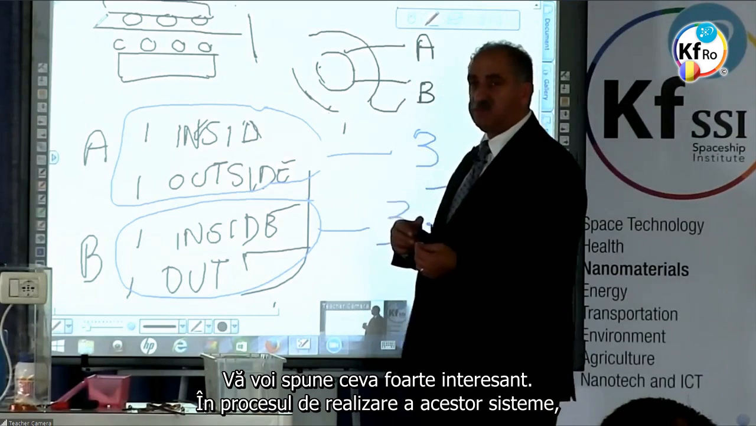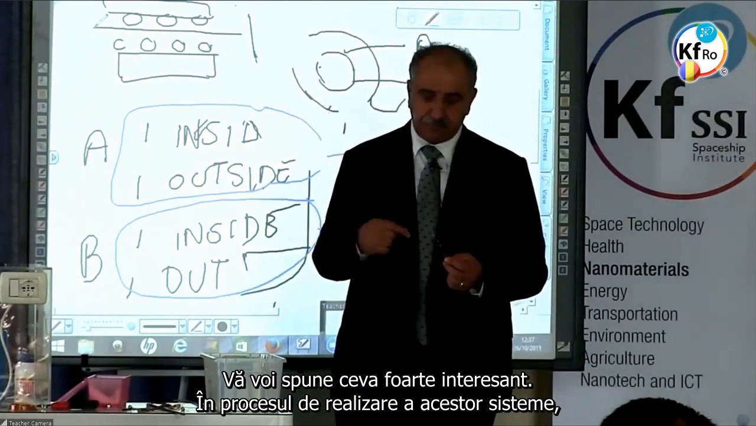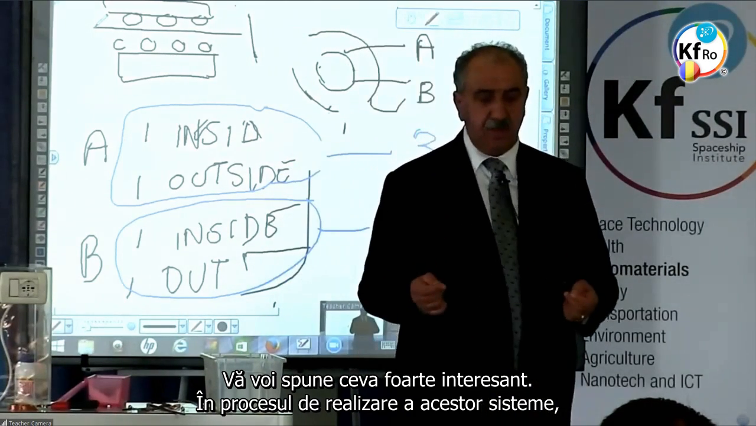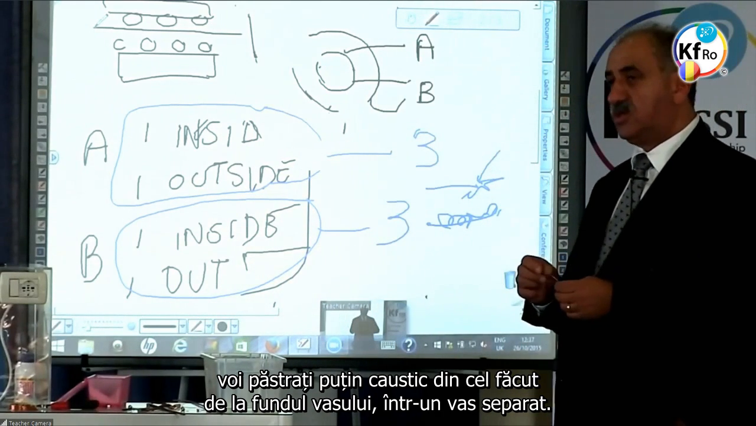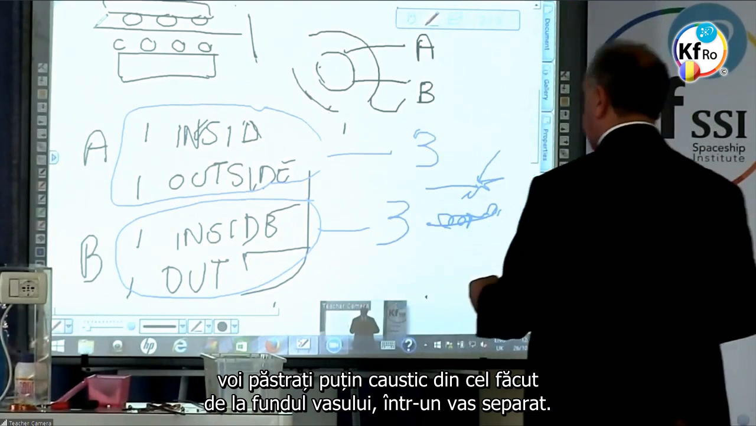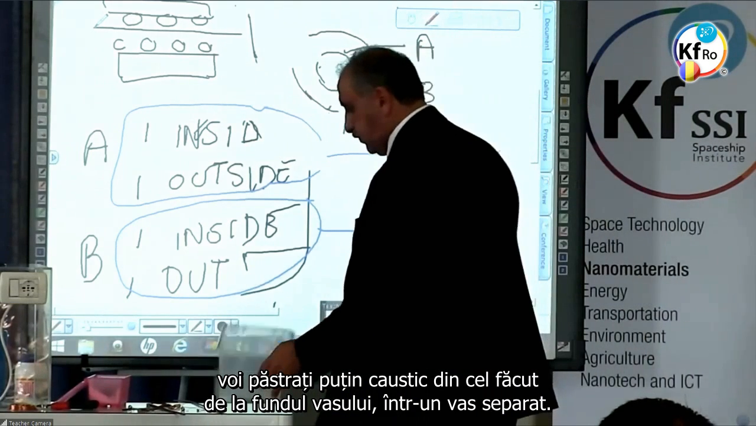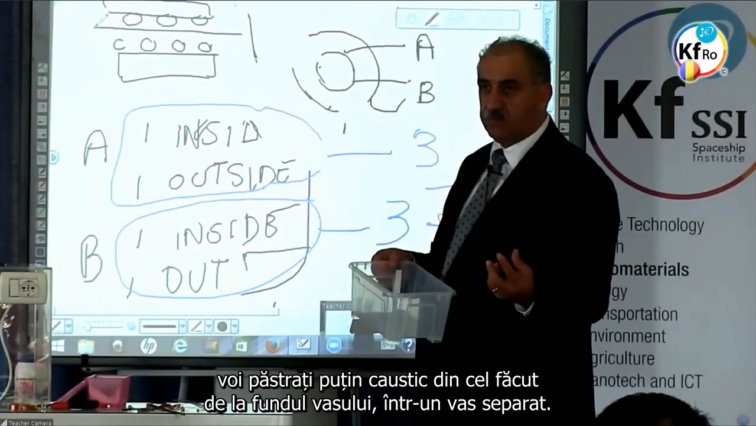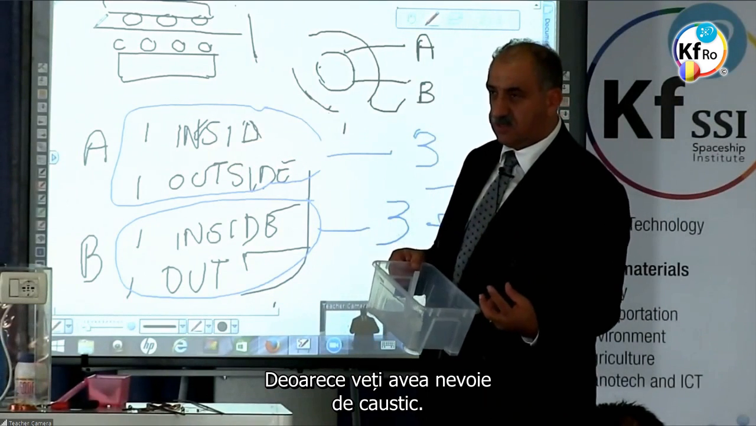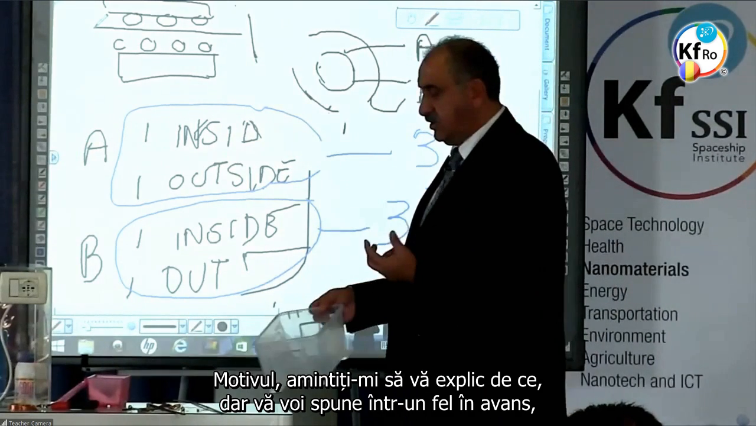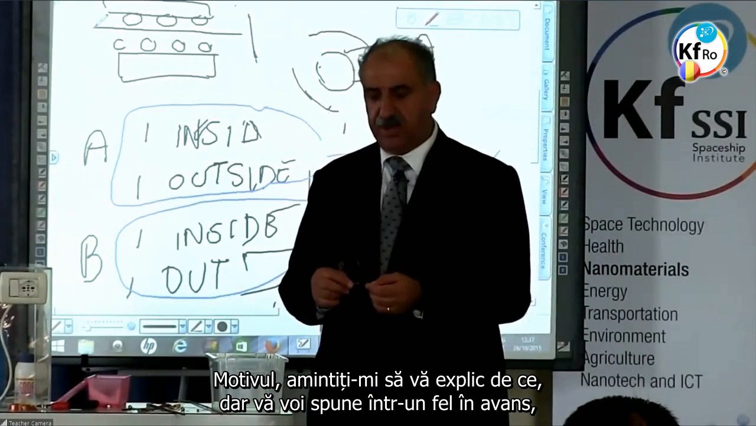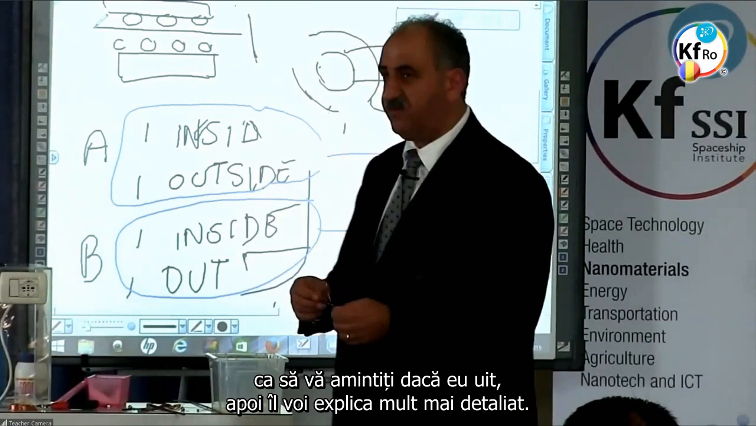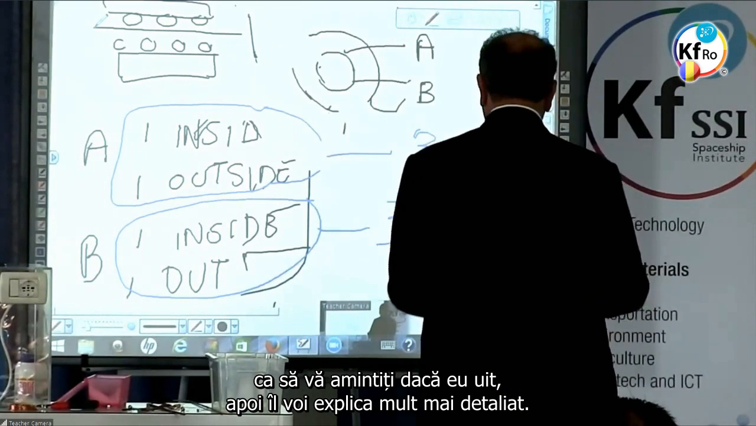I tell you something very interesting. In the process of making these systems, you keep some of the caustic which you made at the bottom in a separate jar because you're going to need the caustic. The reason, remind me, I'll explain to you why, but I'll tell you in advance so that you remember. If I forget, then I'll explain it in more detail.